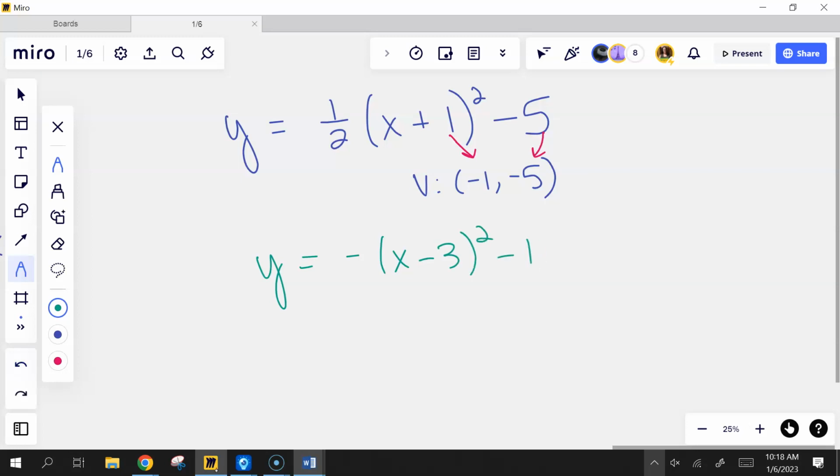How about, oh, I don't want to do 5. Up or down? Down. Skinny, wide, or average? Ooh, nice. What's the vertex? There you go. Okay, smarty pants.